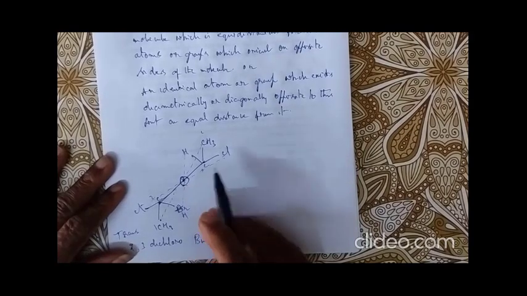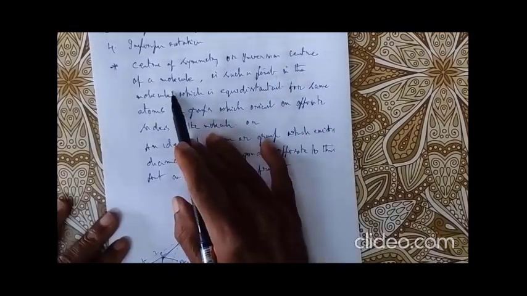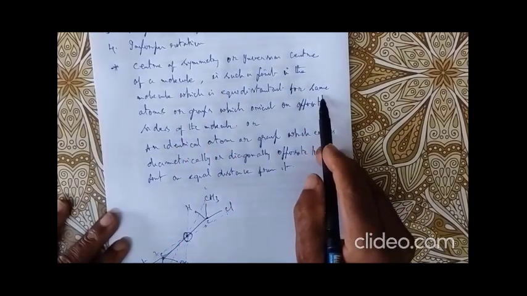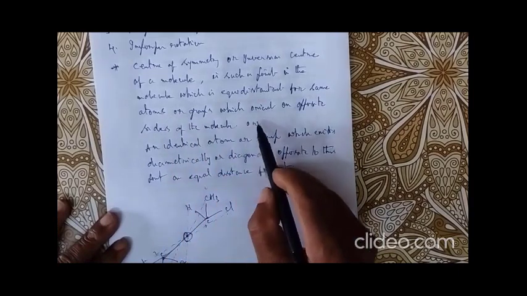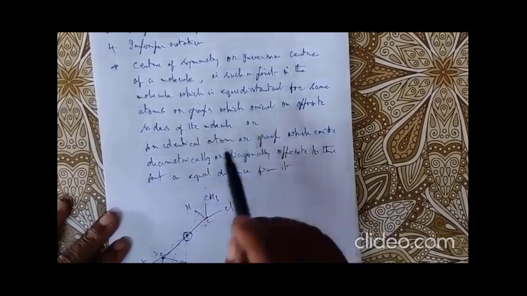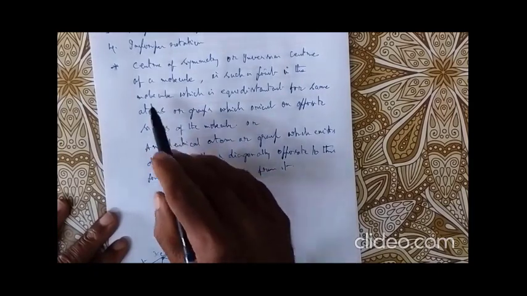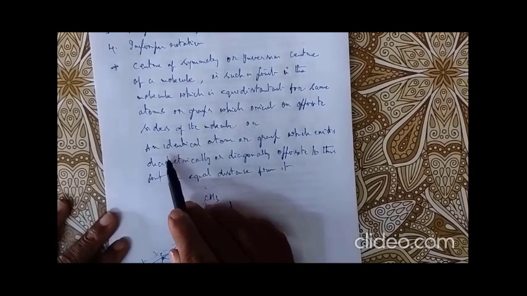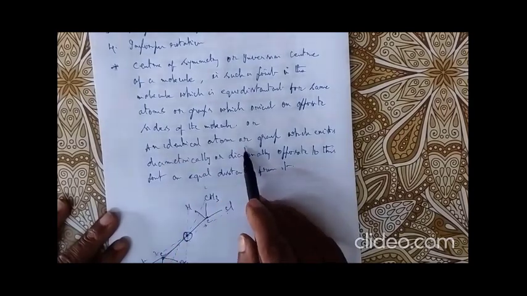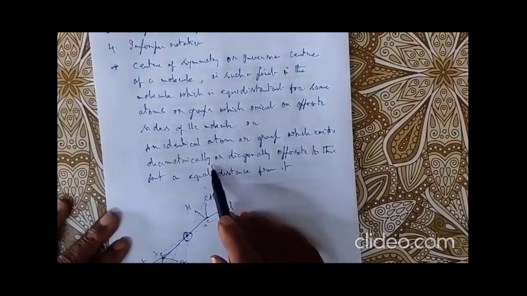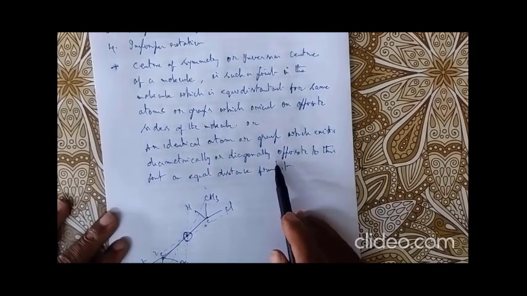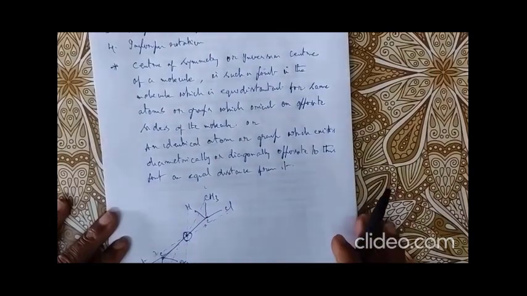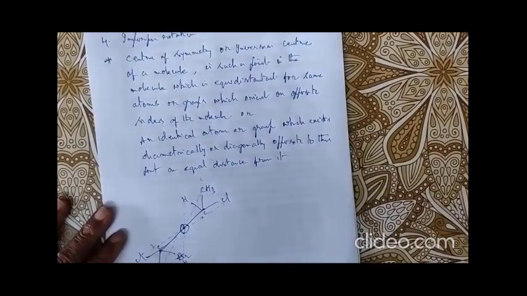So the center of symmetry or inversion center of a molecule is such a point in the molecule which is equidistant from the same atoms or groups which orient on opposite sides of the molecule, or such a point from which an identical atom or group which exists diametrically or diagonally opposite to this point is at an equal distance from it. So that is a center of symmetry.